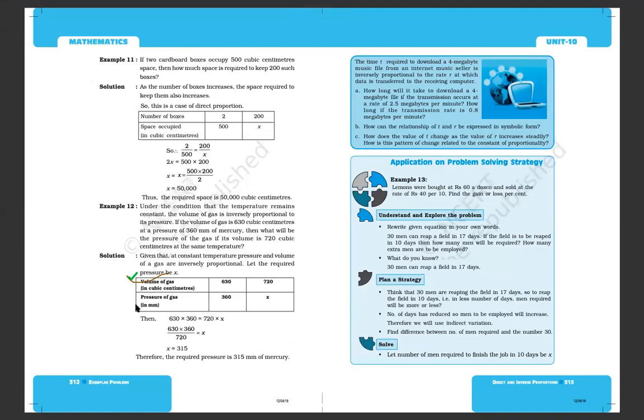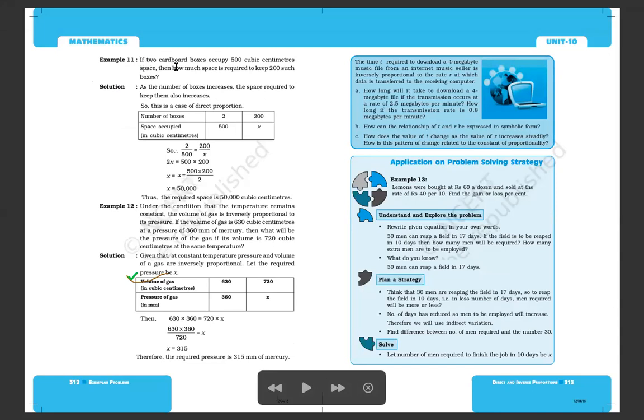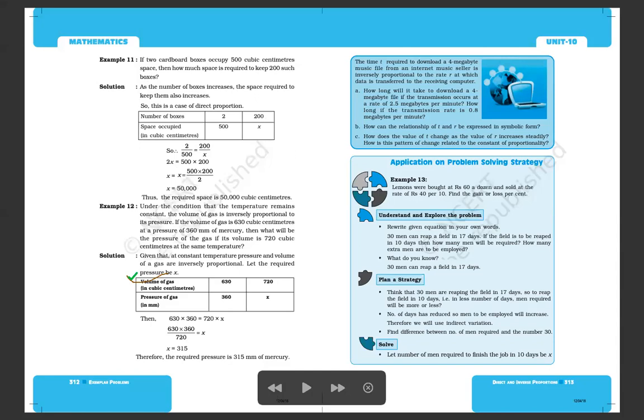So now let me solve some full-fledged problems after having seen multiple choice and all. Did you get a little idea of proportion? Something similar to ratio, only both are proportion, right? If two cardboard boxes occupy 500 cubic centimeters, then how much space is required to keep 200 such boxes? Are you following, all of you? Did you read through the problem? Now let me work this out. Number of boxes and space.